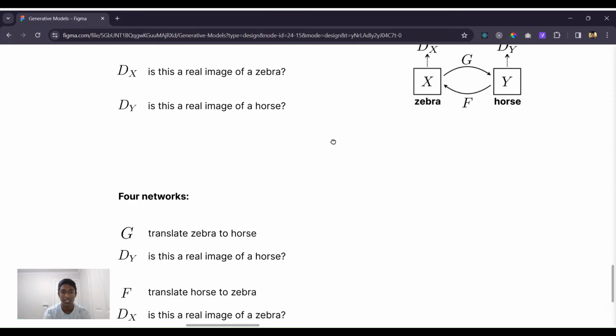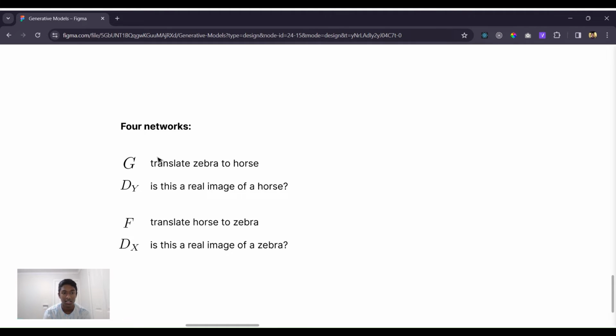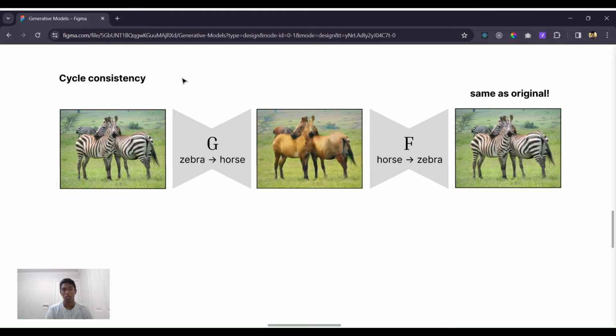So to summarize, we have four networks. G is going to translate a zebra to a horse, and D of Y is going to then ask, is this a real image of a horse? F is going to translate a horse to a zebra, and D of X is going to ask, is this a real image of a zebra? One of the most crucial concepts of the CycleGAN architecture is something called cycle consistency.